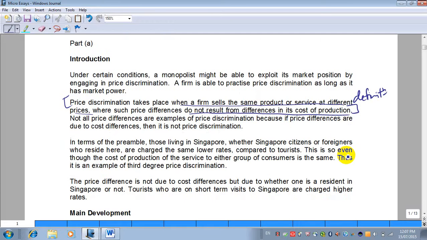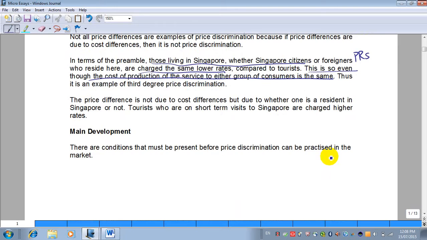So here, in terms of the preamble, you can see that those living in Singapore, whether Singaporean citizens or foreigner PRs, are charged the same lower rates. This is so even though the cost of production for the tourists as well as those living here permanently is the same. So there is actually no cost difference to provide them the service. Then why is the price different from each other? Well, that is price discrimination. It's a strategy used to increase the total revenue of the monopolists.